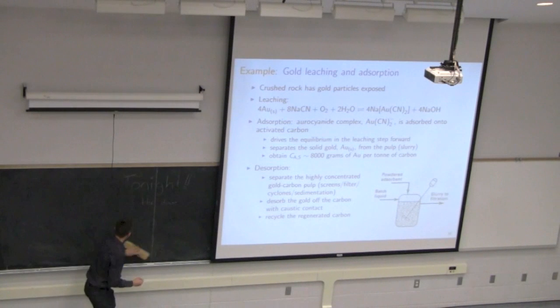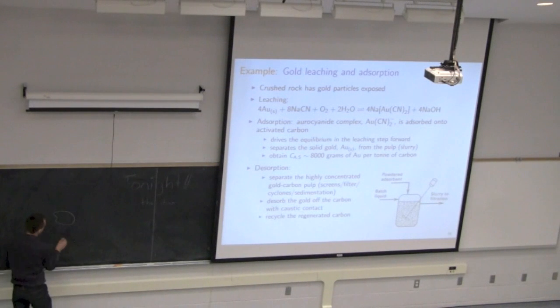If we take a piece of rock and we crush it down, now this is micrometer size, in the order of 5 to 10 microns. You crush that rock down, gold will be exposed on the surface there. So there will be little pieces of gold on the mineral surface. Now we'd like to get that gold out of the solid and separate it from this remaining sand.